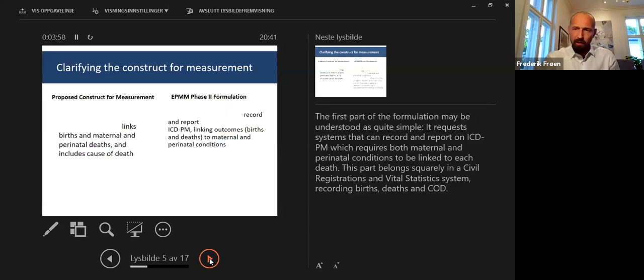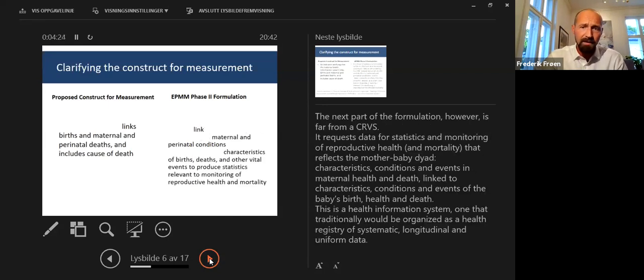The first part of this formulation might seem as quite simple. It requests that system can record and report on ICD-PM, which requires both maternal and perinatal conditions to be linked to each death. And this part belongs squarely in civil registration and vital statistics systems, recording specifically birth, death, and causes of death. The next part of this formulation, however, is far from CRVS.